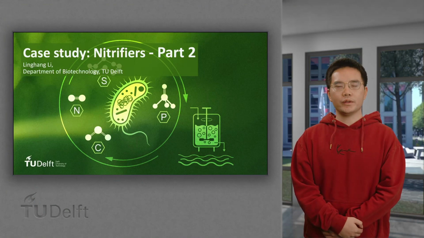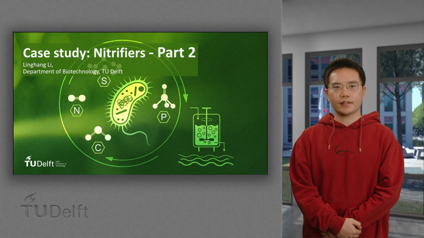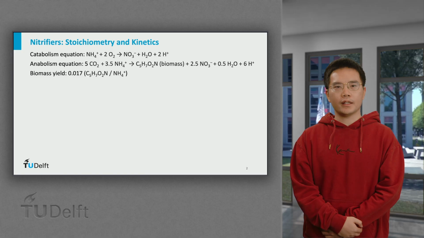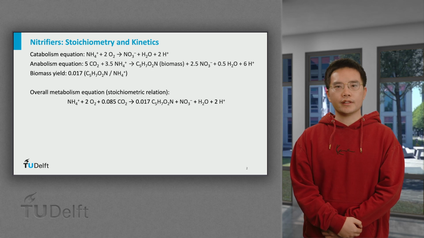In this video, we will continue our case study on nitrifiers. After understanding the metabolism of nitrifiers, we can now move on to stoichiometry and kinetics, two concepts that bridge microbiology and engineering. We can derive the catabolic and anabolic equations using balancing principle. Then by obtaining the biomass yield coefficient, we can combine these two equations into one overall metabolic equation.